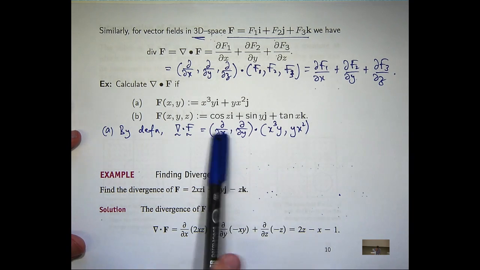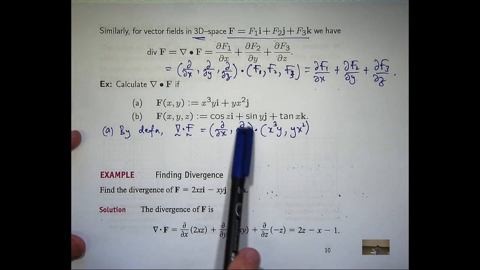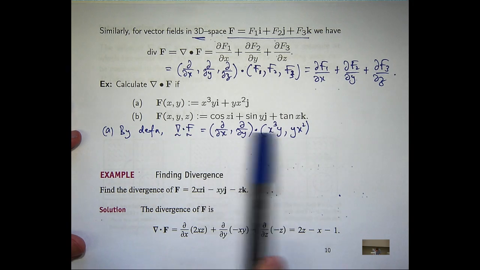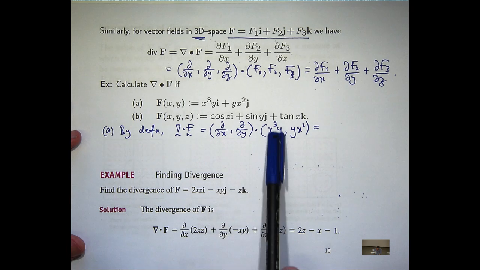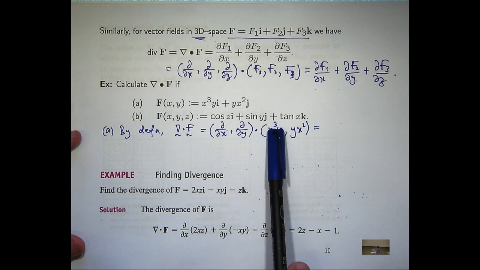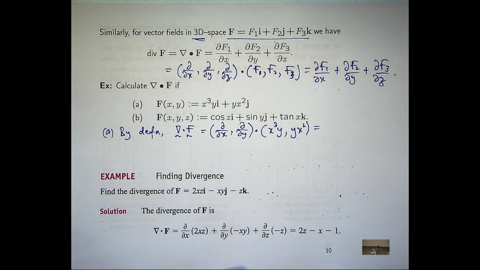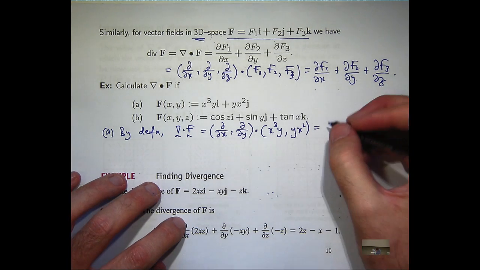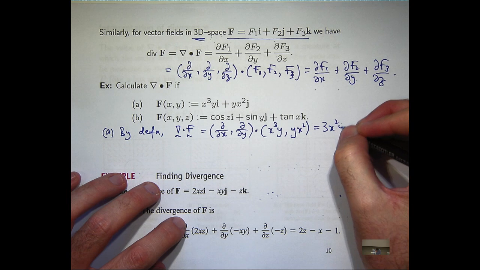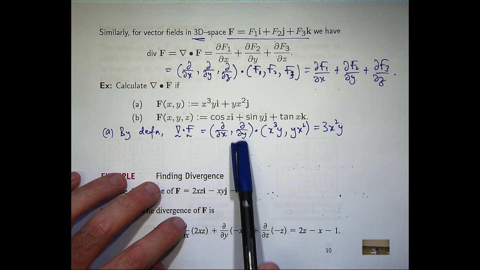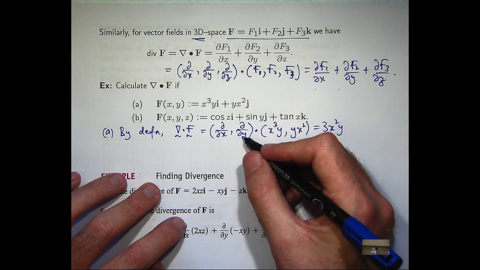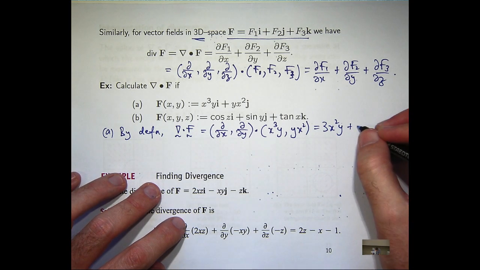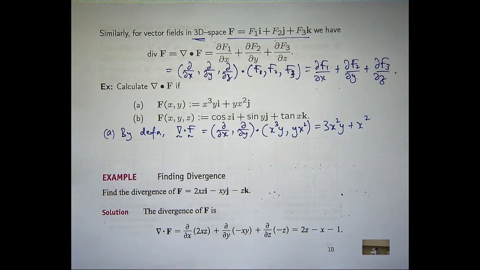So ddx of this function plus ddy of this function. So ddx of this, when I differentiate partially, I hold the y constant and differentiate with respect to x. So I'm going to get something like 3x squared y for the first part. And then ddy of y times x squared, well, differentiate with respect to y and hold x fixed. It's going to become a positive x squared.